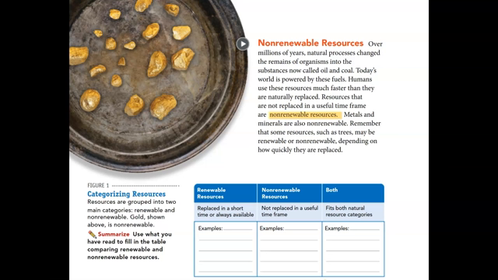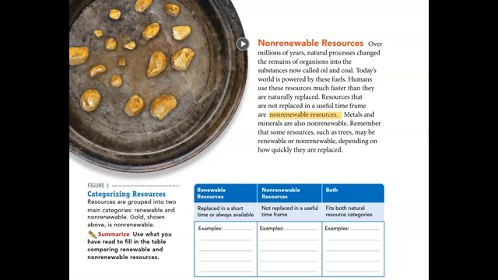Figure 1 says resources are grouped into two main categories, renewable and non-renewable. Gold, shown above in our little pan like they were sifting for gold, is non-renewable. Alright, use what you have read to fill in the table comparing renewable and non-renewable resources. So we have renewable resources, replaced in a short time or always available. What are some examples of this? Well, we know sunlight, wind.